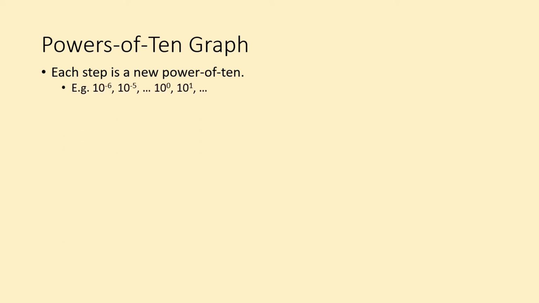Now we want to make a graph that shows all of the objects in Table 1. There's graph paper included with the lab, or you can make your own graph using your own paper. The key to making a powers of 10 or logarithmic graph is that each step on the graph paper represents a new power of 10. So if you start with 10 to the minus 6, then the next step will be 10 to the minus 5, then 10 to the minus 4, etc., through 10 to the 0, 10 to the 1, and so on.